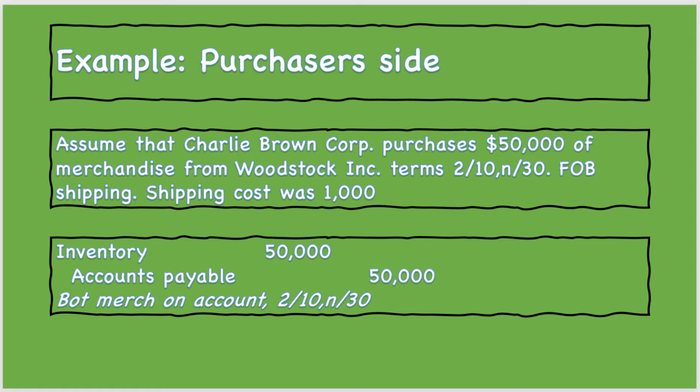Notice we have an explanation here. Well, what did we do? We bought merchandise on account, terms 2/10 net 30. We put that as the explanation, okay?